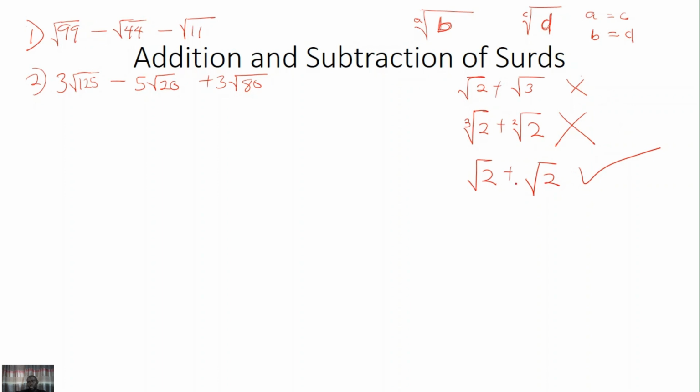You can add these two together because their roots are the same and the number they are trying to find the root of is the same. You can add and also subtract, okay. But if either their roots or the number inside the roots are not the same, then you cannot add them together. You can't perform addition and subtraction on them. Now let's solve the examples.